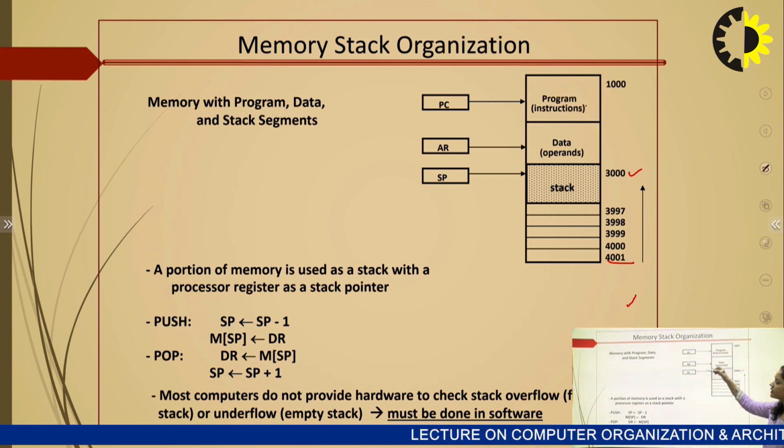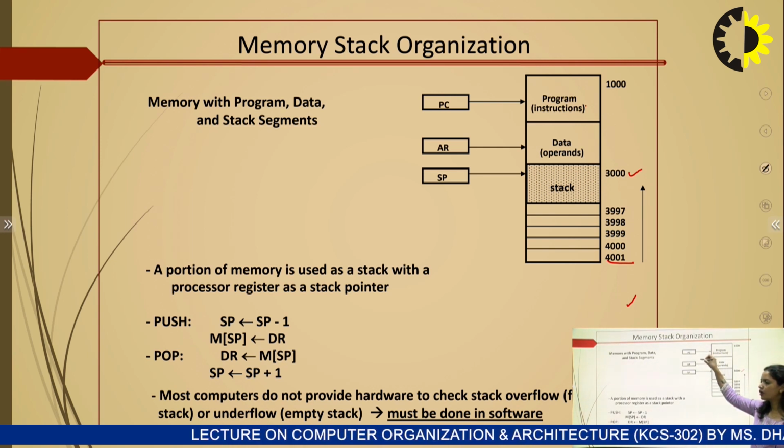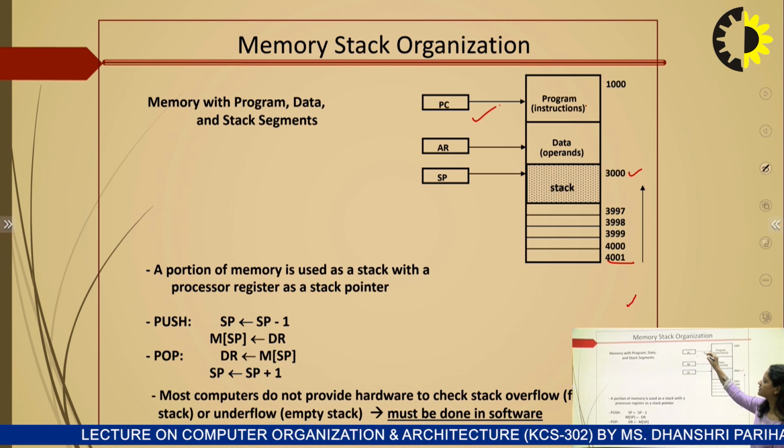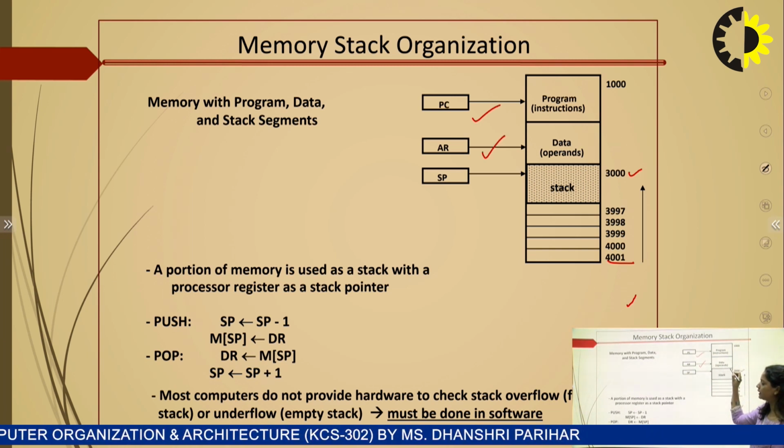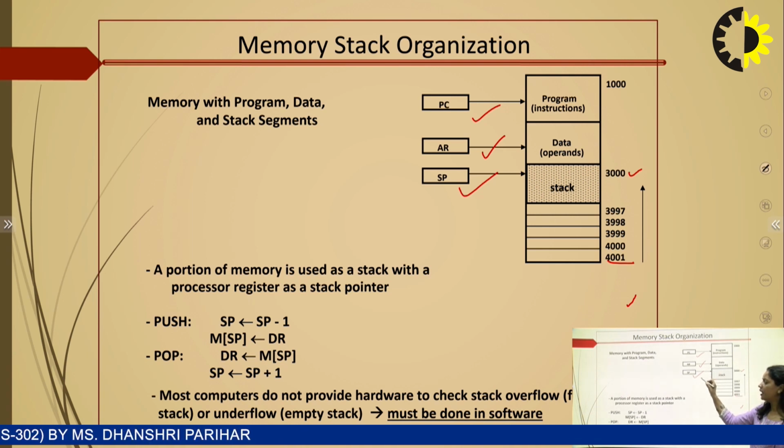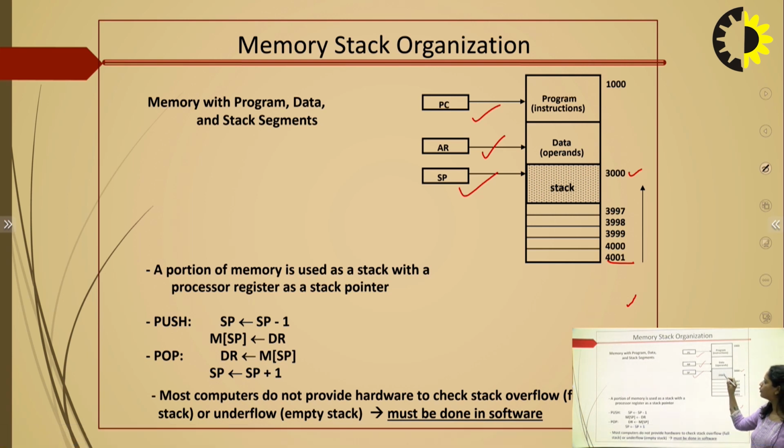Here we have certain special purpose registers like the program counter, which will be storing the address of the next instruction to be executed, and next the address register, which will be pointing to some address of the memory content, and a stack pointer. Now what is a stack pointer? It is a pointer that will contain an address of what? The address of the topmost location of your stack. So here we can say that the topmost location is at address 3000. So currently the stack pointer has location 3000, that is the top of the stack.